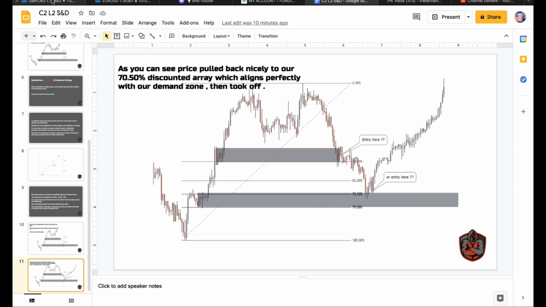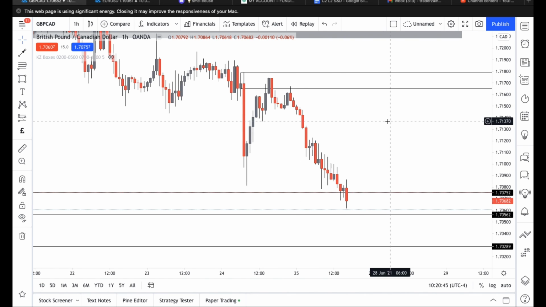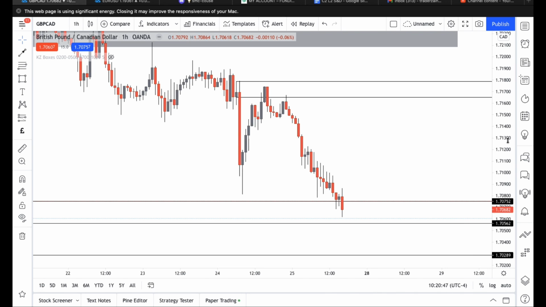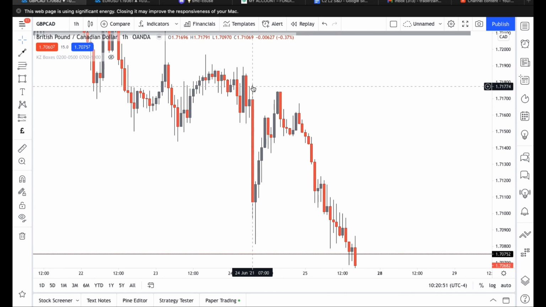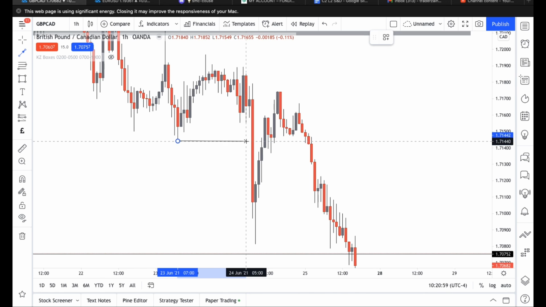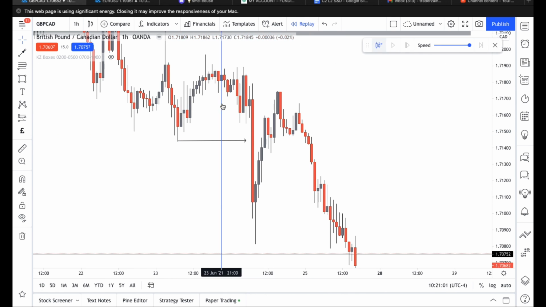Now I'm going to show you guys a quick example on a couple trades. This one, fairly straightforward, right? Look at this. So we have a drop, we have a base, we have a drop, which broke structure, right? That would have been your break of structure right over here. Let's replay price.